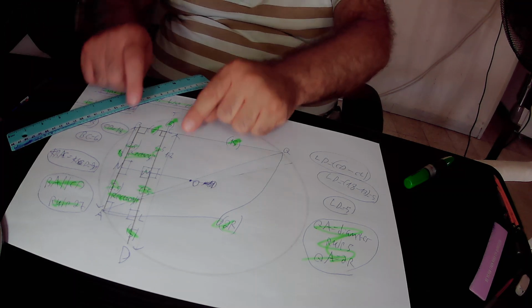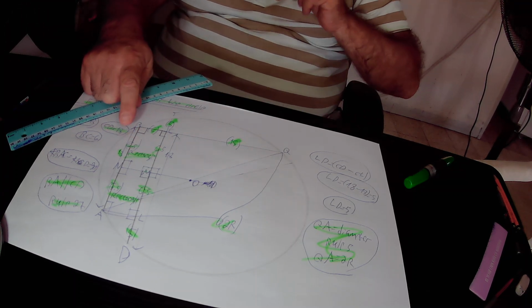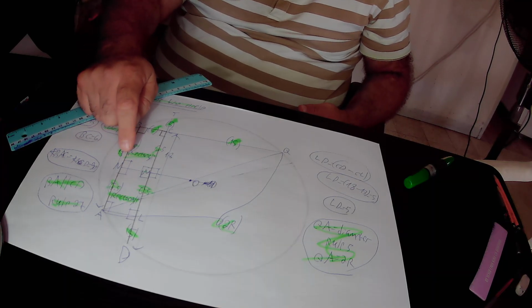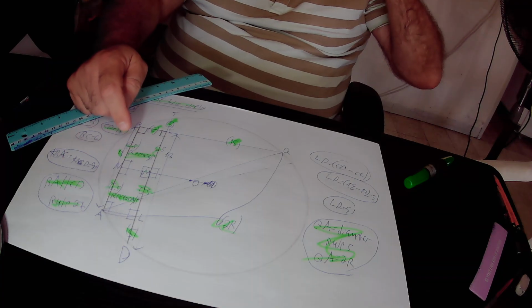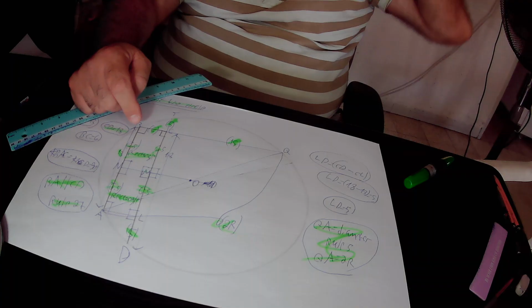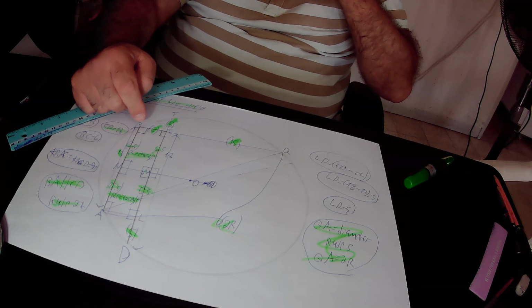Okay, because those two lines are parallel to each other, this angle equals 90 degrees, and this angle also equals 90 degrees, according to what I've already explained. So here we have quadrangle BCMN.